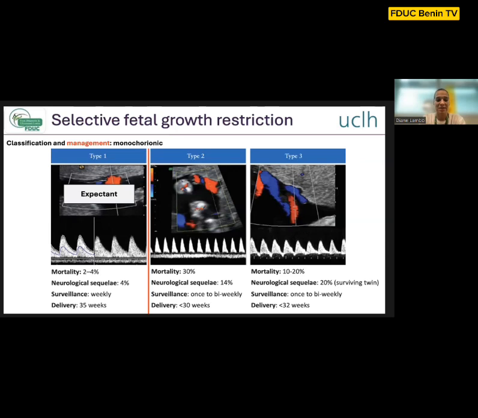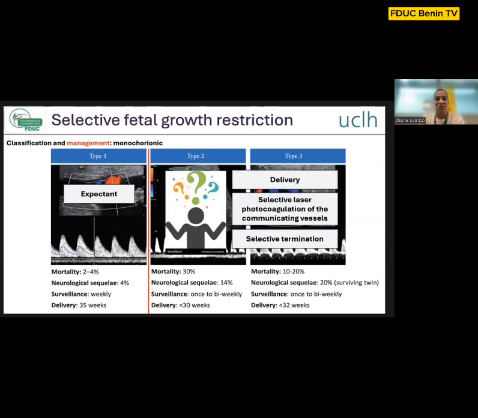So how do we manage them? What do you do? Well, if it's type 1, then we manage them expectantly. So again, as I said, we just scan them weekly with the view to delivering them slightly earlier. If it's type 2 or 3, really this is very complicated. And actually, having worked in this unit for a number of years, it really is a discussion that we will have with the patients as to what the best way forward is for them. Depending on the gestation, of course, sometimes you might decide that delivery is the best option.